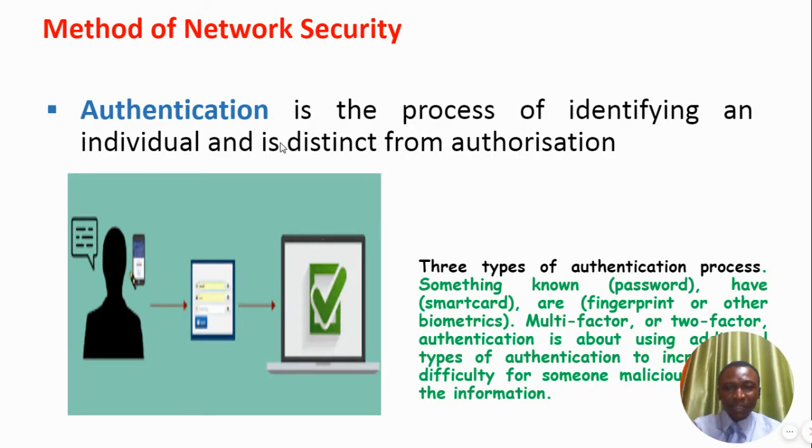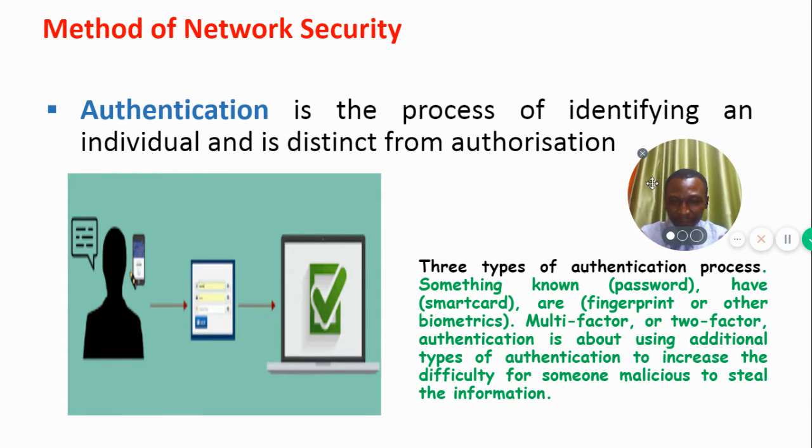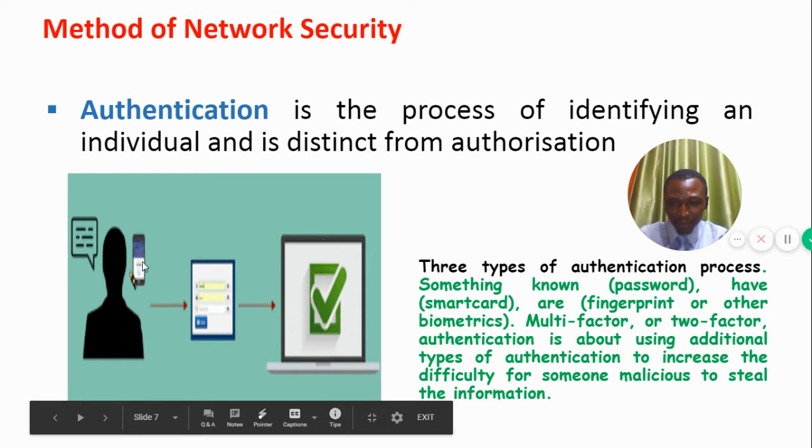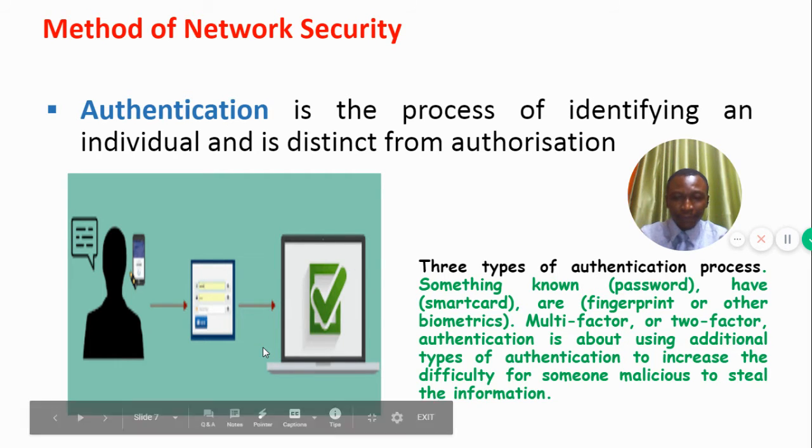One of the methods is authentication. Authentication is the process of identifying an individual and is distinct from authorization. As you could see, this individual goes through his phone, typing some things on his phone, and the system accepts the individual.